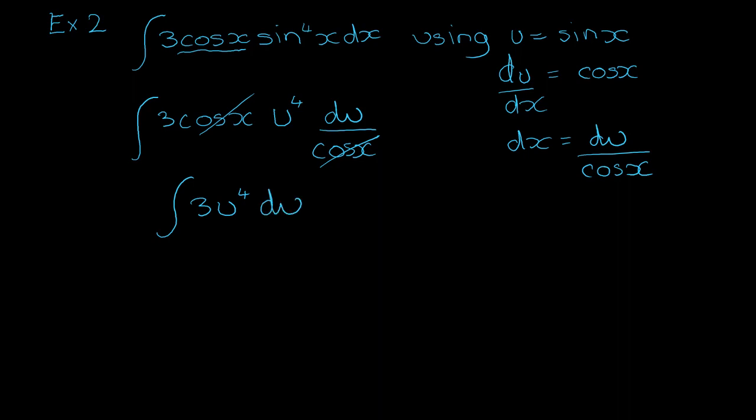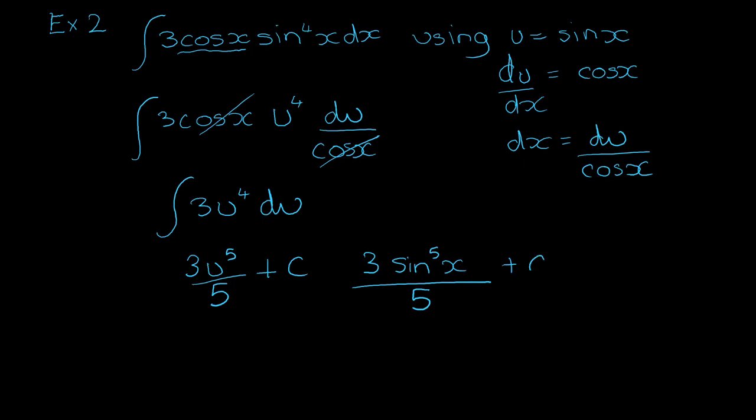So let's do that. That's going to be 3u to the power of 5 over 5, and we do need a plus c this time, and then in this case our final step is to turn it back into the x version, so we'll have 3 sine to the power of 5 x all over 5 plus our c.